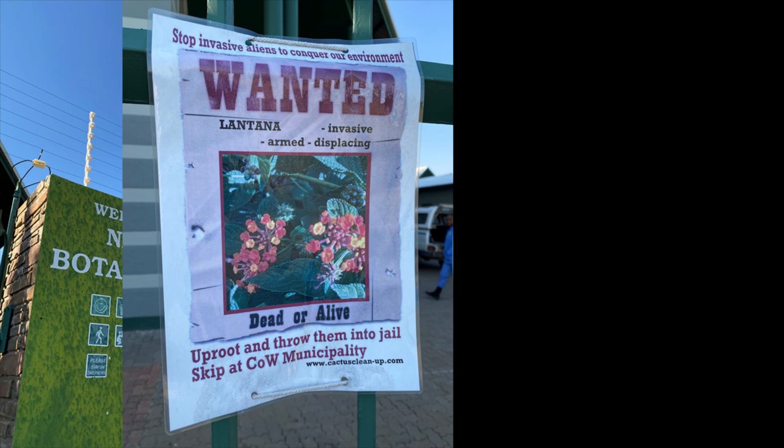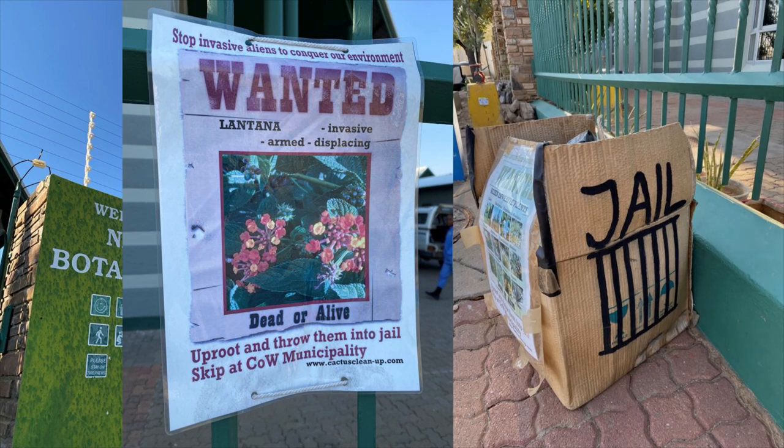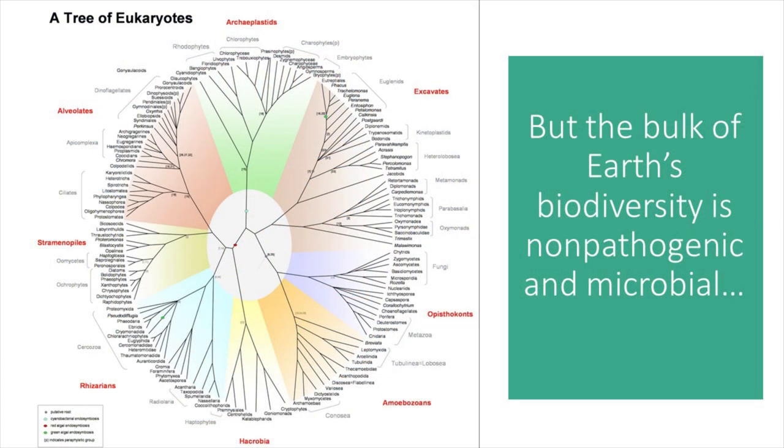And, you know, this is a bad thing, right? This is an invasive plant in Namibia. It's not okay. And what should we do with the invasive plant? We should put it in jail. So outside the botanical garden, they had a box, and you could put the lantana that you collected or anything else. So this is the sense we have of invasive plants, and it's for good reason. Invasive plants are often disrupting ecosystems. They're displacing native species.